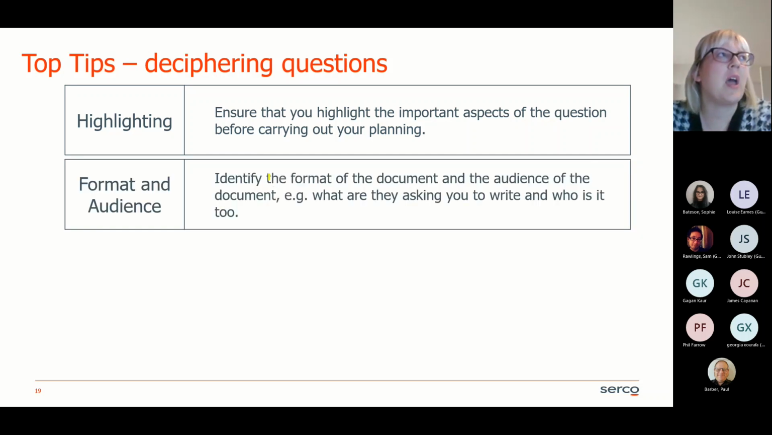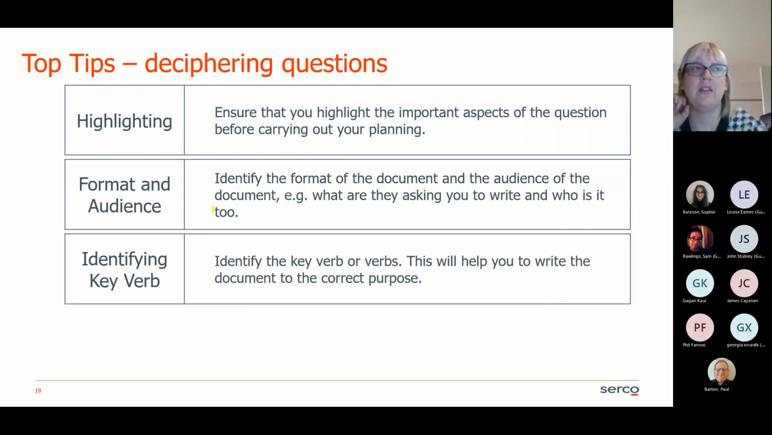The second top tip, identify the format of your document and the audience. As you notice in the two examples, they were in the first sentence, who your document was to be aimed at, and the format as well. I said that the wrong way around, sorry, I meant to say the format and then who it was aimed at. So what they're asking you to write and who is it to.